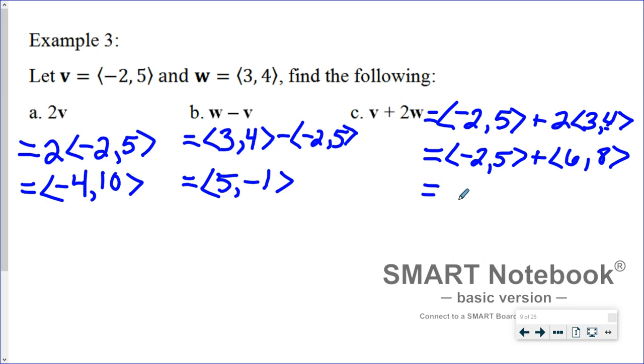Well, now I can go ahead and do my addition. So negative 2 plus 6 is 4, and 5 plus 8 is 13. So 4, 13. And that's it. So basic operations on vectors, really not all that difficult. It's very intuitive and just kind of makes sense.